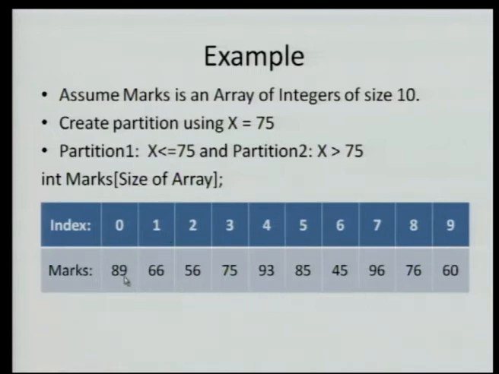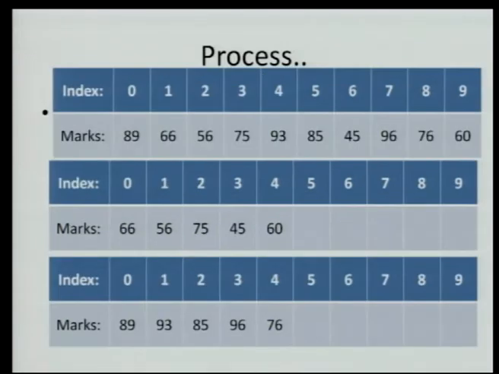So what is our objective? Our objective is to partition this array into two parts, part 1 and part 2. Now the problem seems very simple, isn't it? It's such a simple problem that anyone can do it. How can we do it? Let's look into the process.